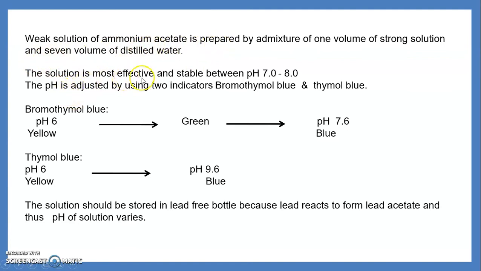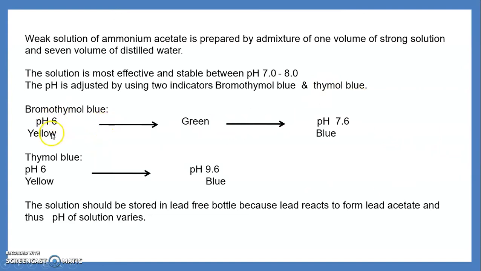The solution is most effective at a stable pH between 7 and 8. That's why we maintain the pH. The pH is adjusted by using two indicators, bromothymol blue and thymol blue. We use any one of the indicators.